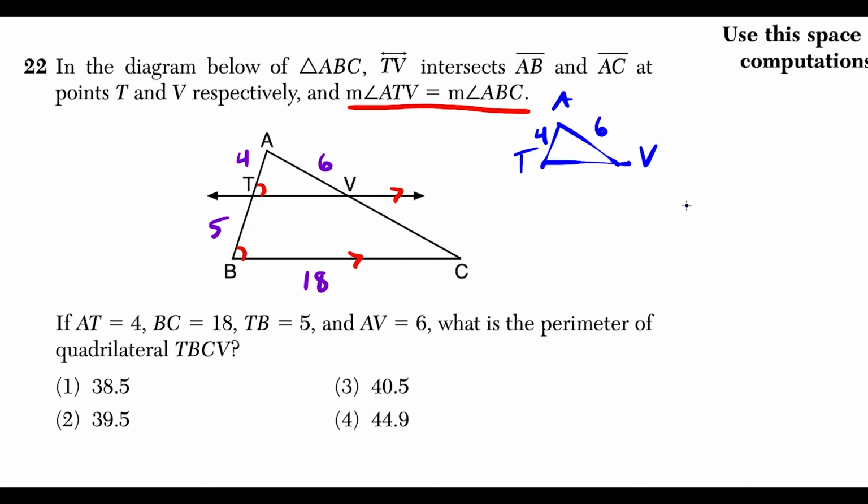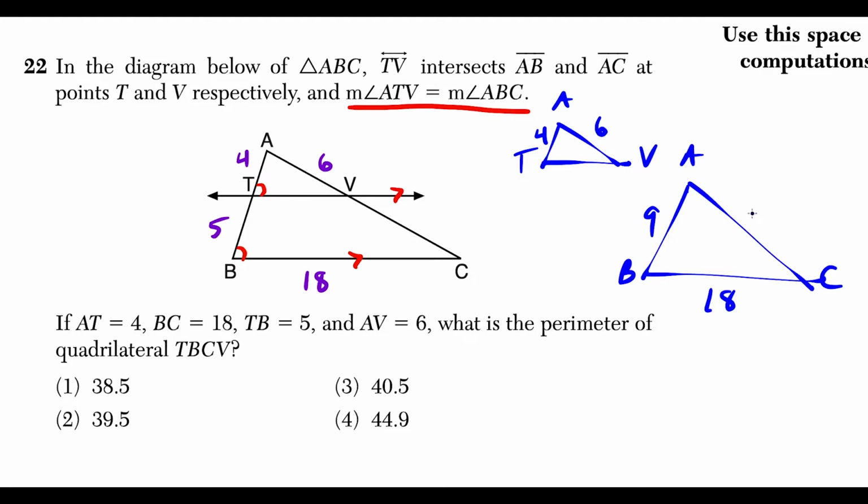And then we have the big triangle. So the big triangle is ABC. And I just label everything that we have so far. So 5 plus 4 is 9. And then this is 6 plus blank. We don't know what that is yet. And then this is 18. So if I want to find the perimeter of this thing, I need to know what is VC.